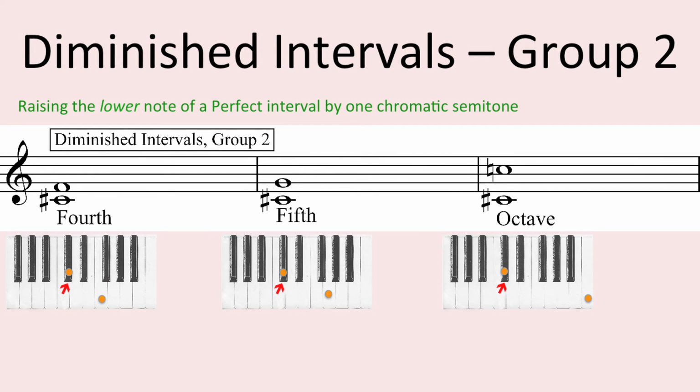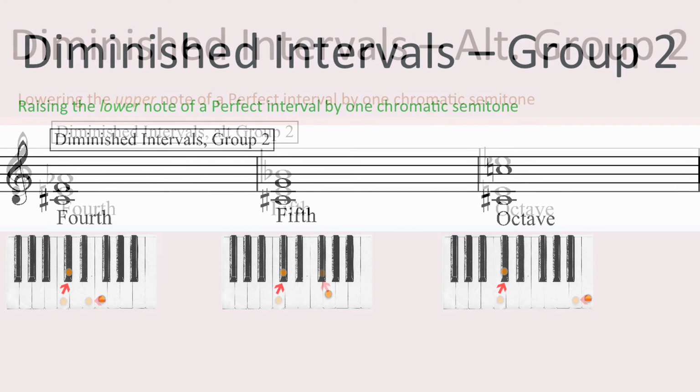Raising the lower tone of a perfect interval by a chromatic semitone also creates a diminished interval. Here we have a diminished fourth, diminished fifth, and diminished octave. Hit the pause button and practice playing this second group of diminished intervals on your piano keyboard. Compare their sound with that of the perfect intervals from which they are derived by returning the bottom note back to its primary tone, C natural.